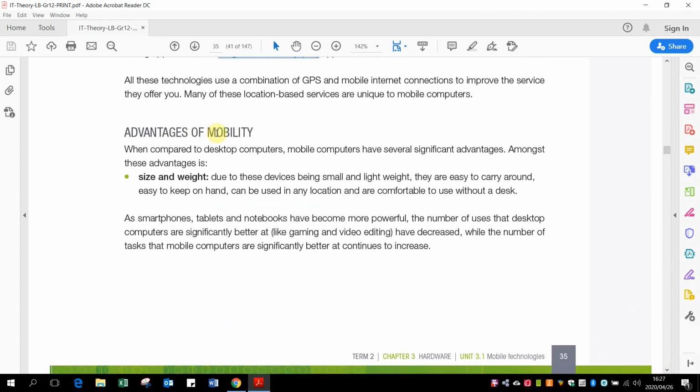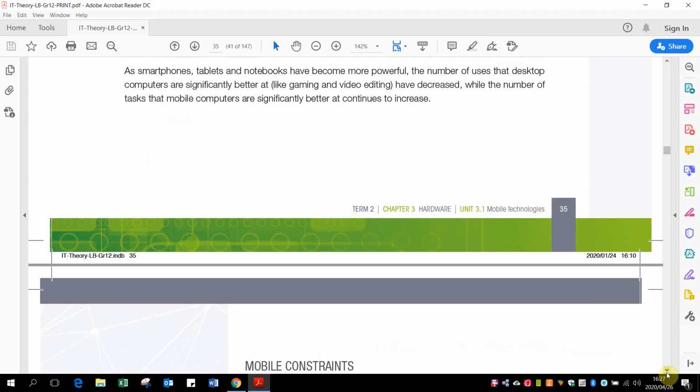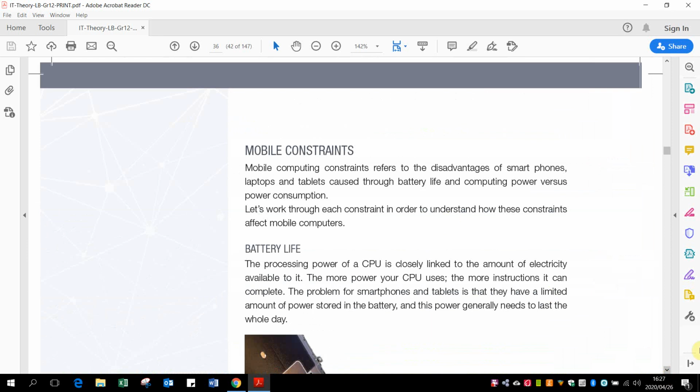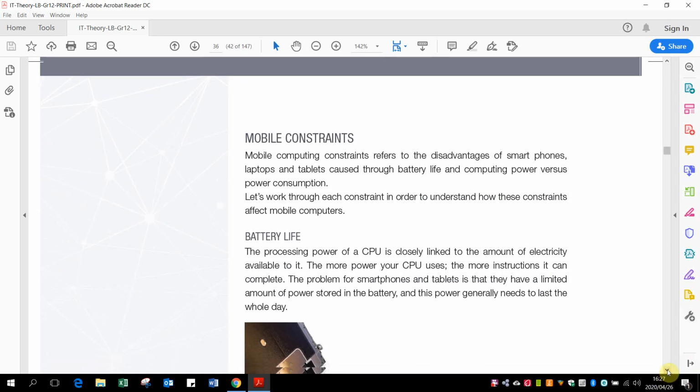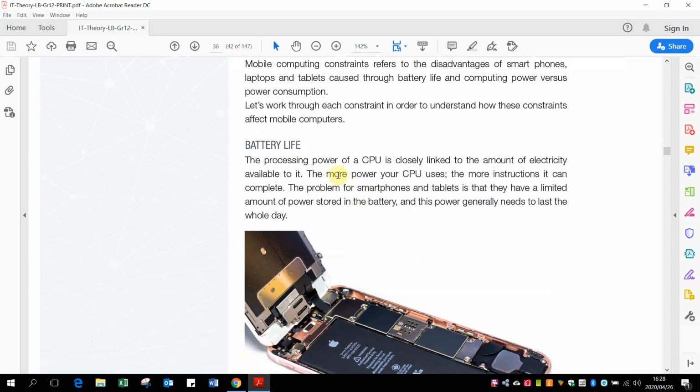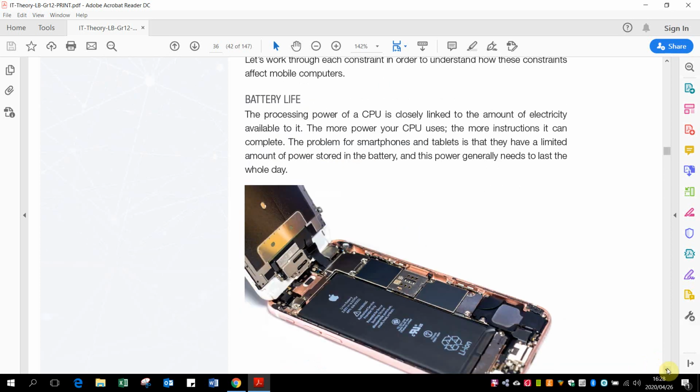Okay, so advantages we've got of mobility, the size and weight. So our mobile devices nowadays, they're much smaller and they're much lighter. So it's easier for us to carry around and to work with. Constraints, however, that we do have is our battery life. That is a problem. The smaller and lighter we go, that means the smaller the battery. That means we have to look at how can we conserve battery life to make these devices last longer.